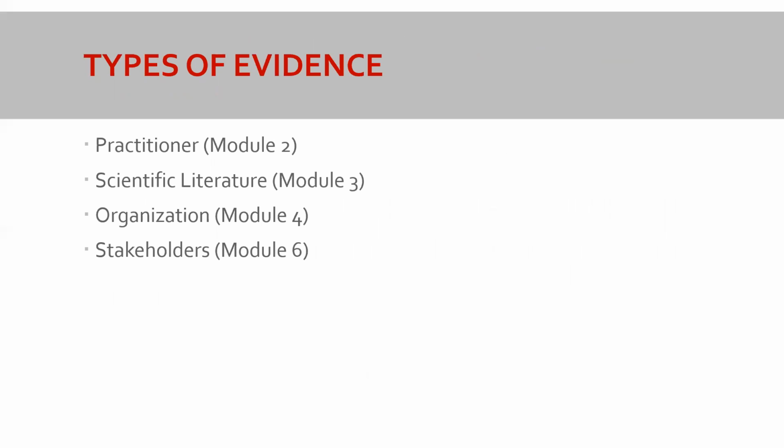The book will also touch on evidence from the organization. This might be financial documents, employee reviews and evaluations, or more. This we'll discuss more in module 4. And the final form of evidence will be from stakeholders. These are people that have some type of value invested in the organization. We'll talk about this more in module 6.